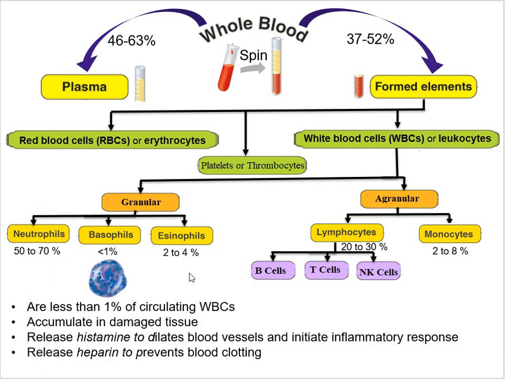The next cell is basophils. Basophils are less than 1% of the circulating white blood cells. They accumulate in the damaged tissue. They release histamine. Histamine is one of the chemicals that initiate the inflammatory response. And they also release heparin. Heparin is an anticoagulant like aspirin and makes your blood thin.